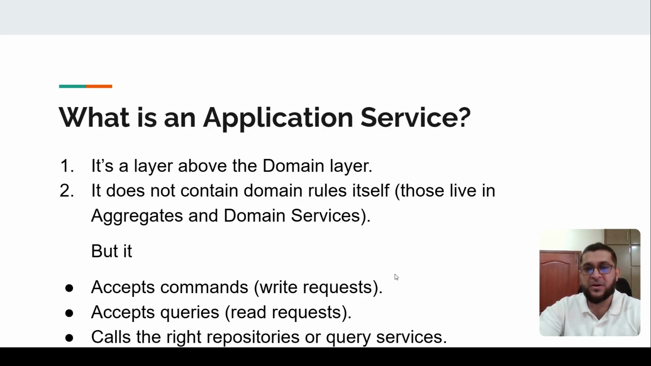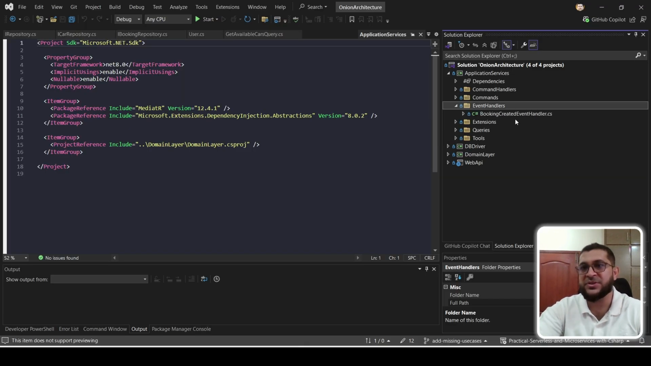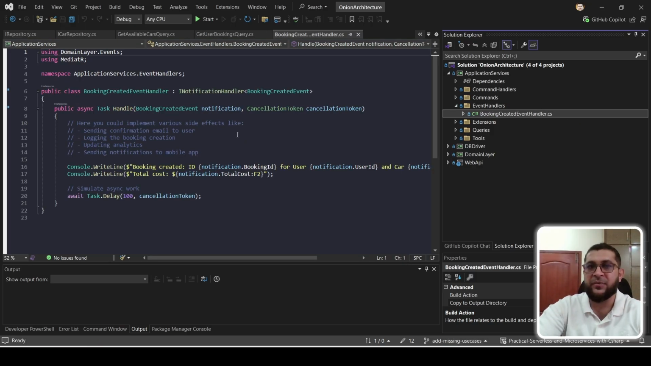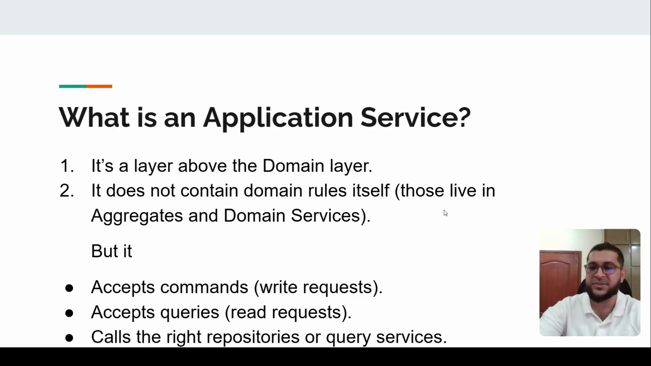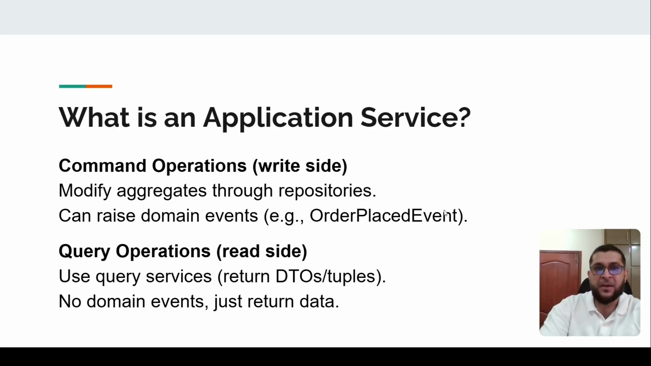It calls the right repository or query service. Publishing domain events is something important. We can see here these are events. So when a booking is created, we will raise this event. So the application service also raises domain events. We have a command operation and a query operation. A command modifies the aggregate through the repository and can raise a domain event as well, like a place order event. A query uses the query service and returns DTOs, with no domain events, just returning data.